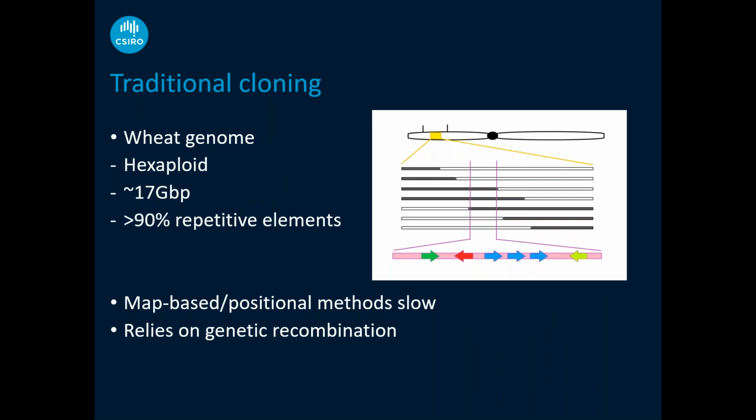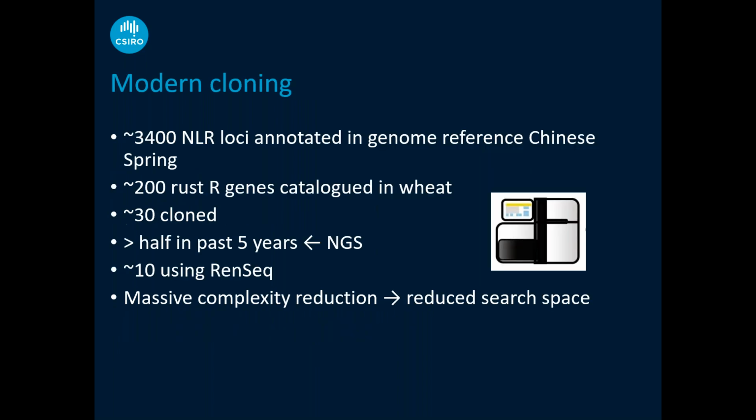So with traditional cloning, because the wheat genome is so large and polyploid, I mean, it's up to 17 billion base pairs and it's mostly repetitive non-coding elements, this makes map-based cloning very laborious and slow, and also relies on genetic recombination, which isn't always feasible. So modern cloning techniques using NGS have helped to rapidly speed up this process.